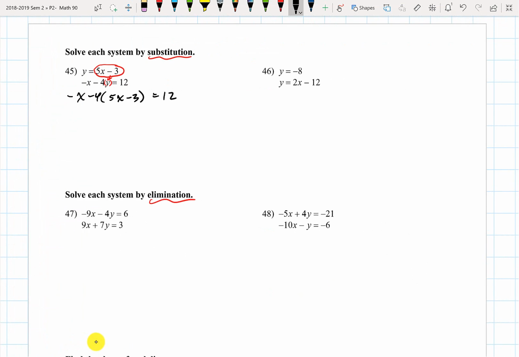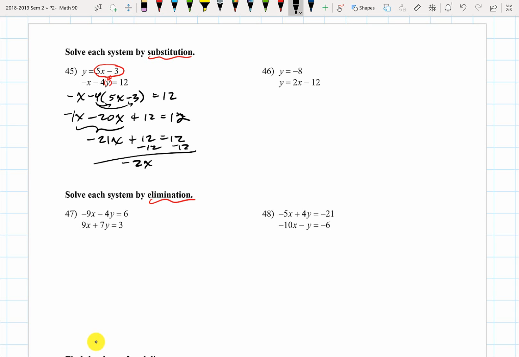Okay, sorry for that. Let's continue here. So distributing through the negative 4, we get negative x minus 20x here plus 12 equals 12. Interesting problem here. Okay, so on this one here, we get a combined like term. So negative 1 and negative 20 is a negative 21x plus 12 equals 12. Subtract, and you get negative 21x is equal to 0. Negative 21 times 0 is 0, so x has to be 0.